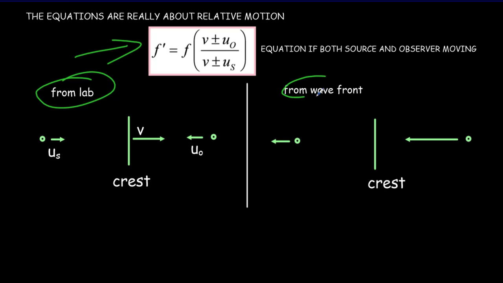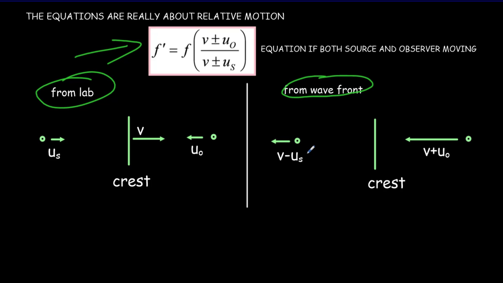If we consider, though, from the point of view of one of the wavefronts, you imagine that you're sitting on a wavefront, then of course the wavefront, the crest, isn't moving at all. And the observer would be approaching the wavefront at a speed of v plus the speed of the observer. So that would be a high speed. Also from the view of the wave crest, because v is faster than the speed of the source, the crest would see the source moving away, and it would be moving at a speed of v minus us.